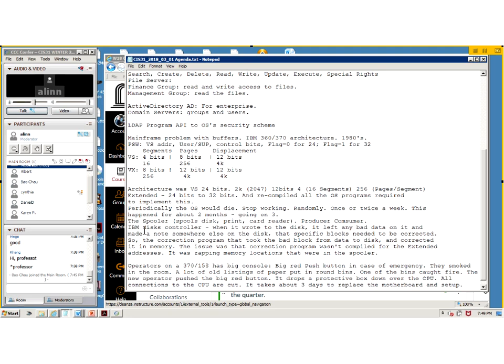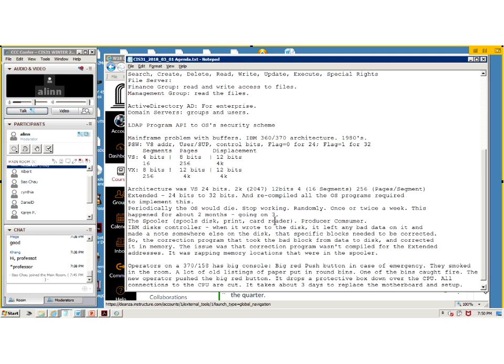The IBM disk controller had a special controller. When it wrote to the disk, it left any bad data on that sector and made a note somewhere else on the disk that it needed to be corrected. So that specific block needed to be corrected, so the correction program took the bad block from the data to the disk and corrected it in memory. It was a small little routine. The issue was that the correction program wasn't compiled for the extended addresses, and it was zapping memory locations that were in the spooler itself.